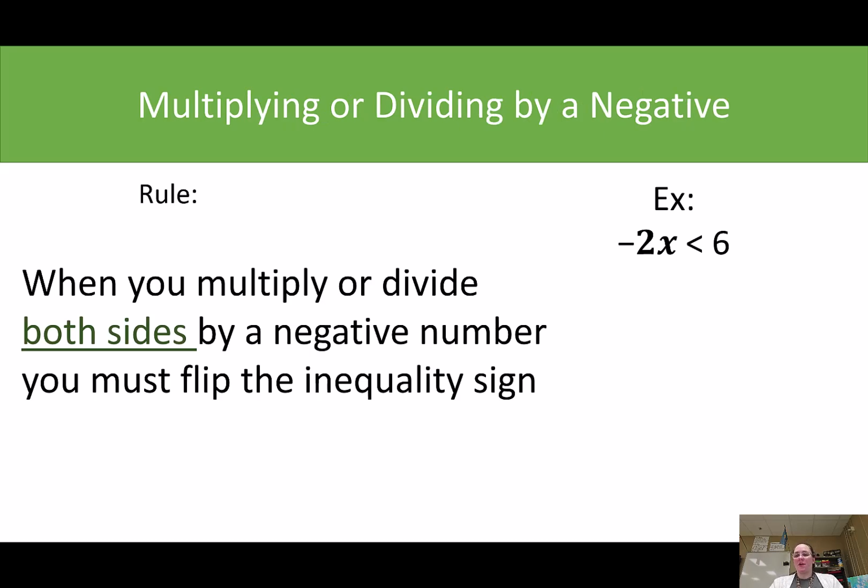So like this one here, I'm going to follow the same steps I would if I'm dividing by -2 on both sides, because that's what I'd have to do to solve. It's just like solving an equation. -2x divided by -2 cancels out there, so I get x. And 6 divided by -2 is -3. But because I divided by that negative, I have to flip my inequality sign.